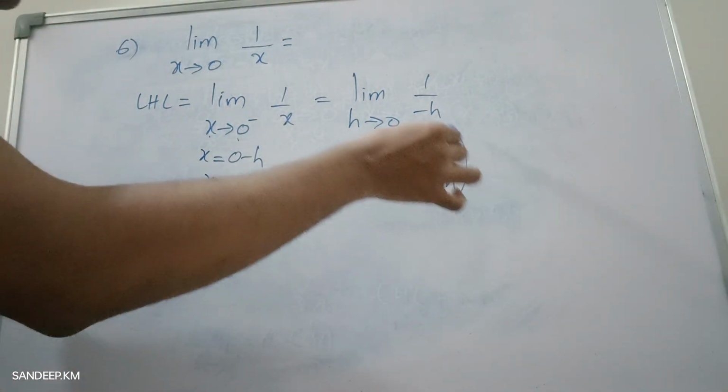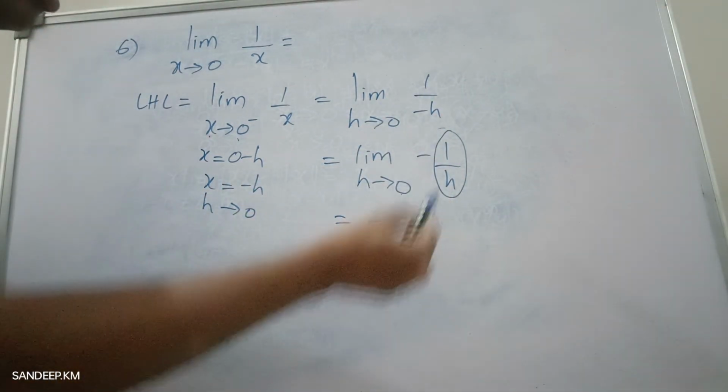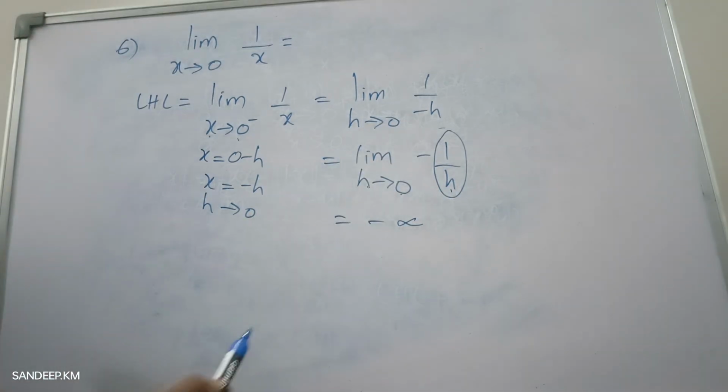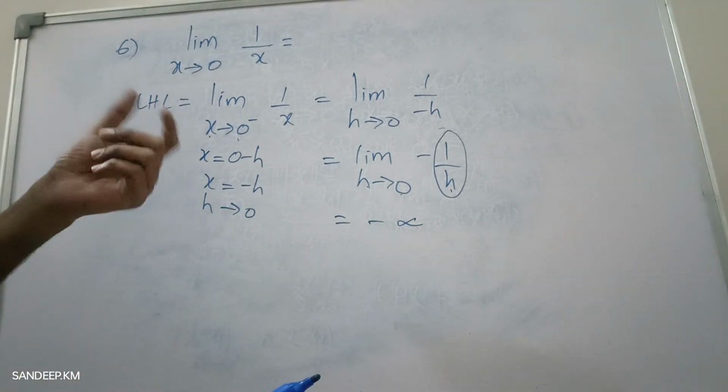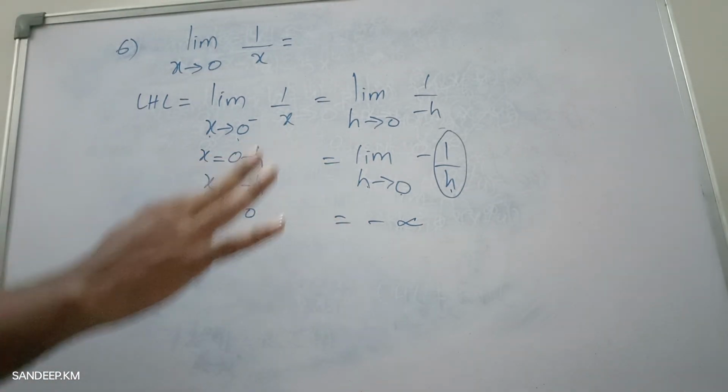This number is trying to become an infinitely larger number. So minus, as it is. So when h is approaching 0, 1 by h is approaching infinity. Therefore, dear students, LHL is equal to minus infinity. And yes, left hand limit or right hand limit can approach plus infinity or minus infinity.